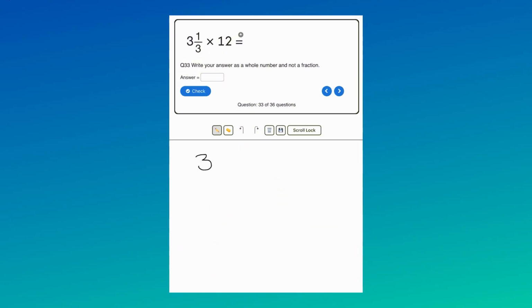So question 33, 3 1/3 times 12. So I have a mixed number on the left-hand side, which I'm going to convert to a top-heavy fraction. So I go 3 times 3 plus 1, and I keep my denominator the same, and then multiply that by 12. So 3 3s are 9. So 9 plus 1 is 10. So I've got 10 divided by 3 times 12.